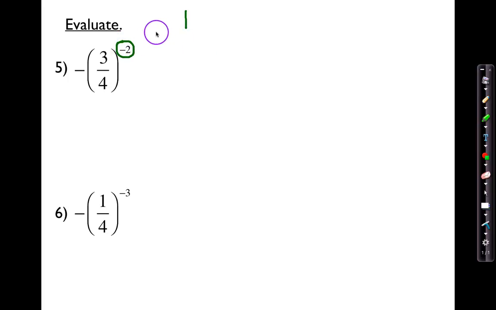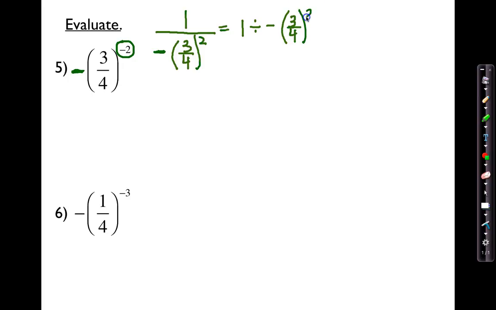I'm going to go ahead and do repeated division. So we're going to divide by 3/4 2 times, so we're going to write that squared. Here, I would read this as the opposite, so I'm going to keep that opposite sign, aka negative, on the outside. Now this can be rewritten as 1 divided by the opposite of 3/4 squared.